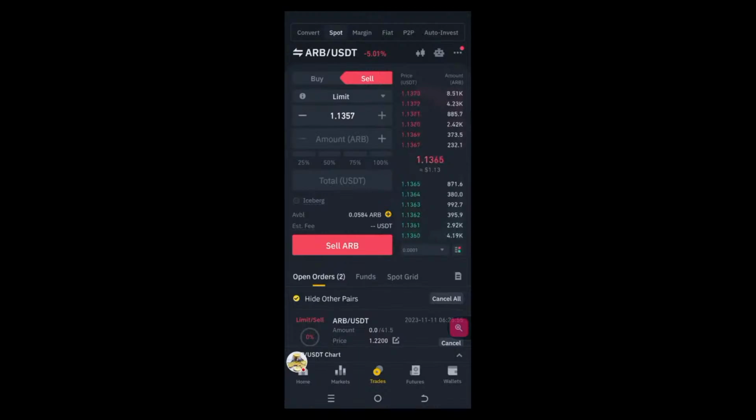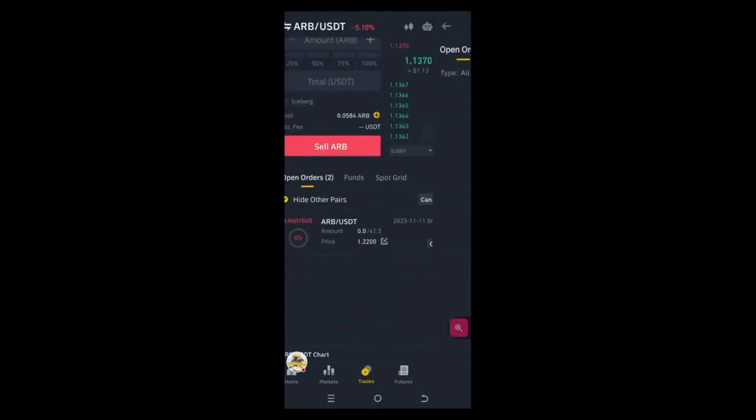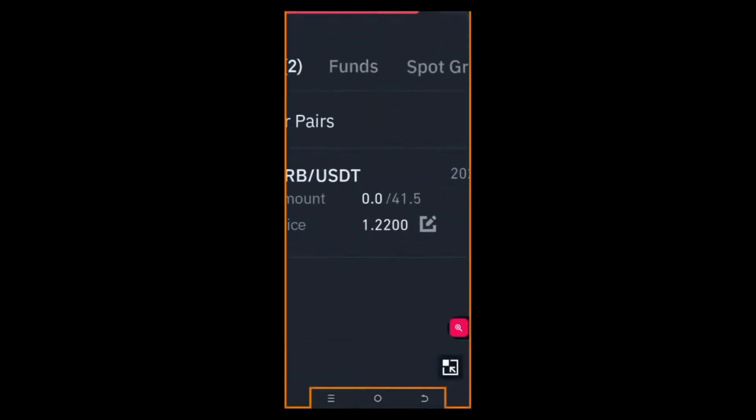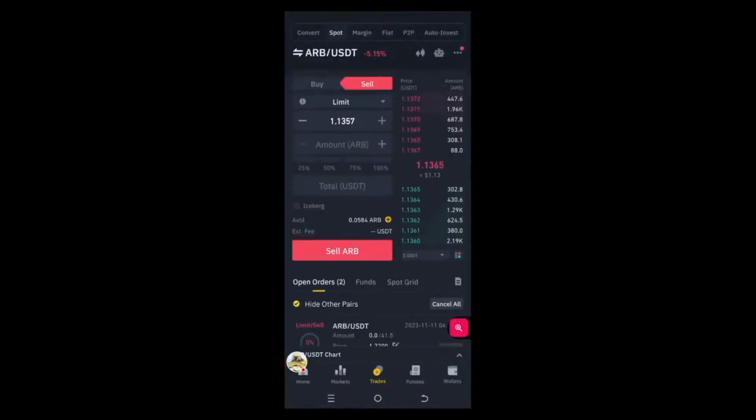Like we have here, I've said I want to get ARB, I want to make maybe like 1.5%, and I set it. So in a limit order, all I have to do is put in the amount I want to get. Let me show you in the tray here. What I'm trying to get is 1.22. That's the price of ARB I want to get.